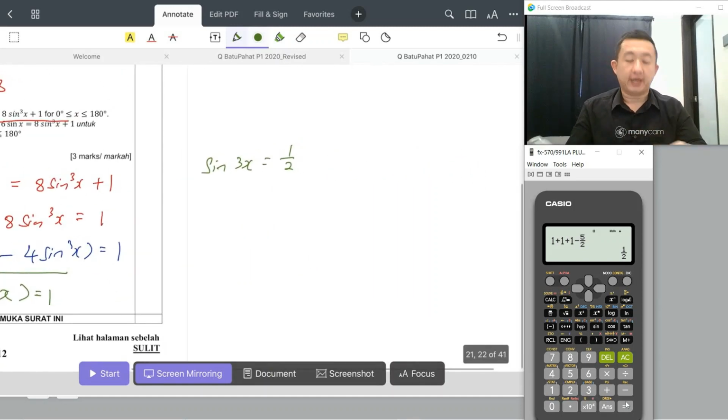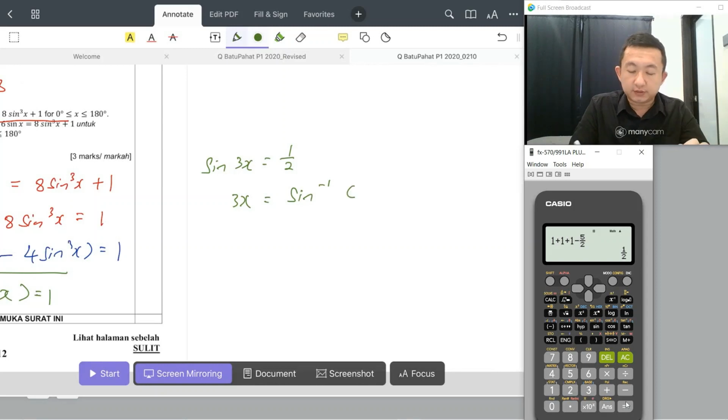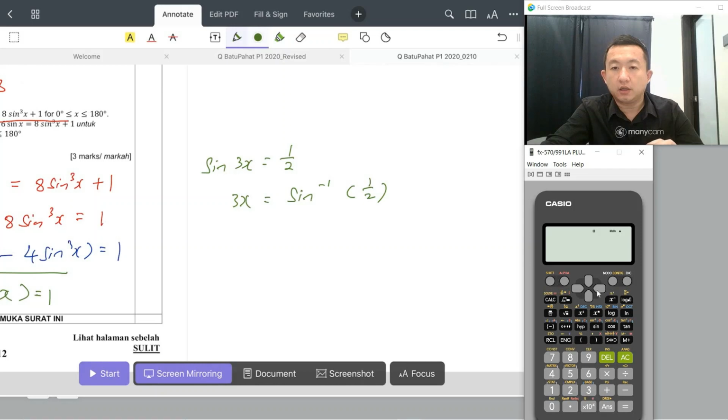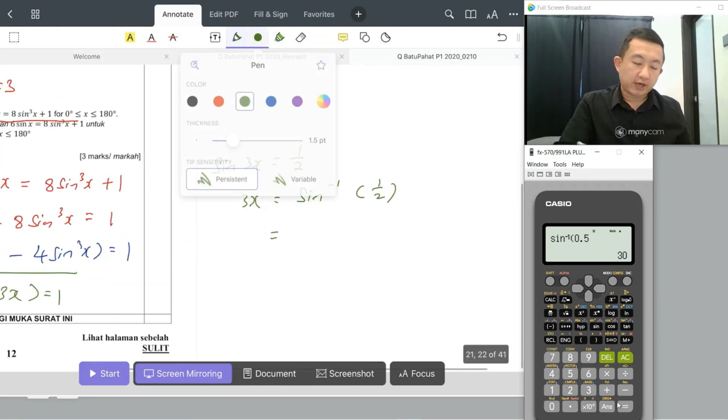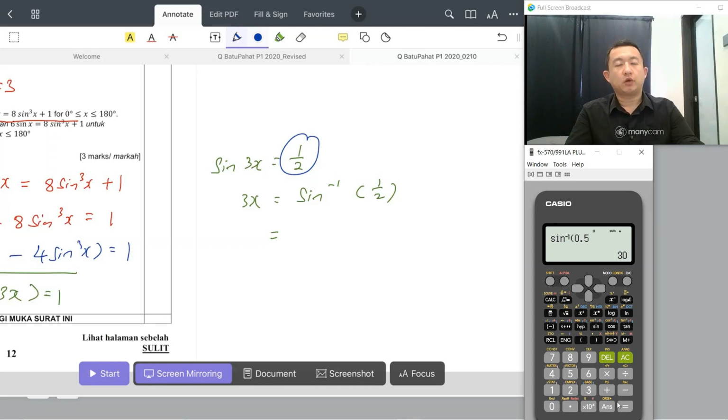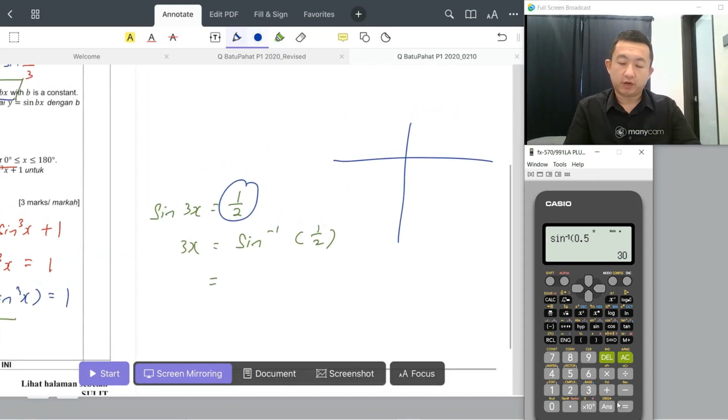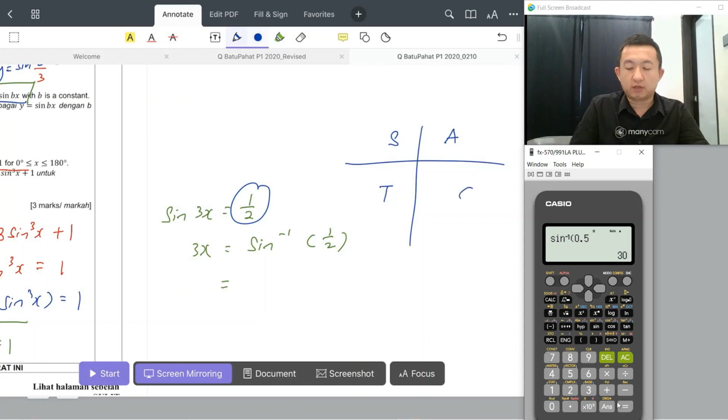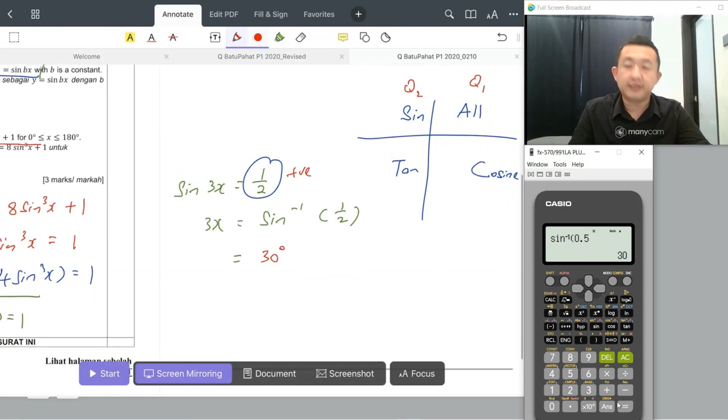Then you can find the reference angle. 3x equals sine inverse 1 over 2. Oh, sorry, shift sine. You have 30. Okay, beautiful. 30 is the reference angle. Sine 3x equals 1 over 2, so it's a positive value. Do you still remember the quadrant thingy? Q1, Q2, Q3, Q4, All Sine Tan Cosine. So you have all positive, sine positive, tan positive, and cosine positive. In order for sine to be positive, it is either Q1 or Q2. So for Q1, the reference angle is 30, and then Q2 is 180 minus 30.